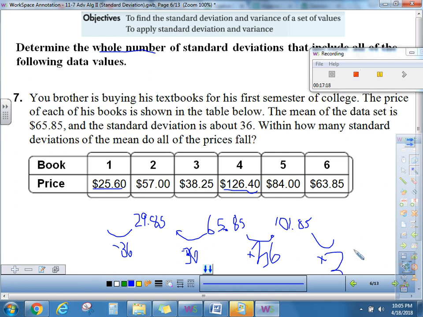Use your imagination. That is a 36. So we would have to say we have to go 2 below and 2 above. If we had to go 2 below and only 1 above, we'd still have to say that it took 2 standard deviations to get to that lowest number. So we had to use 2 standard deviations from the mean to get all of our prices. So when it asks, within how many standard deviations of the mean do all of the prices fall, you would have to say 2. That would be our answer. 2 standard deviations.